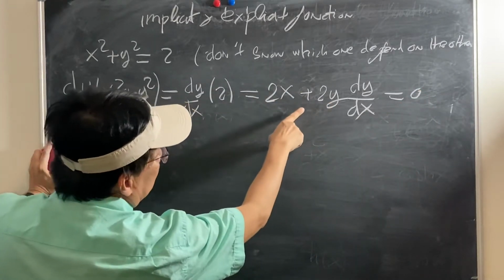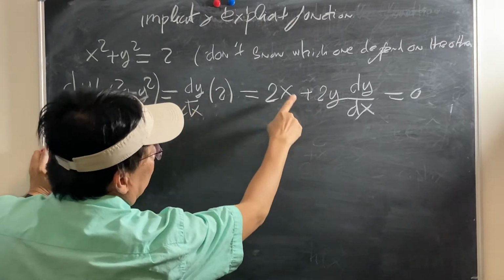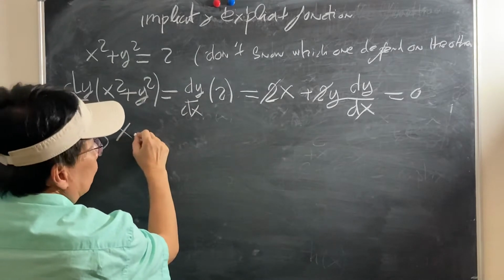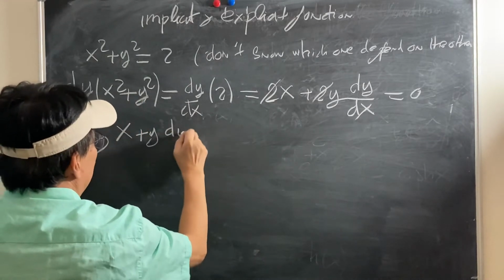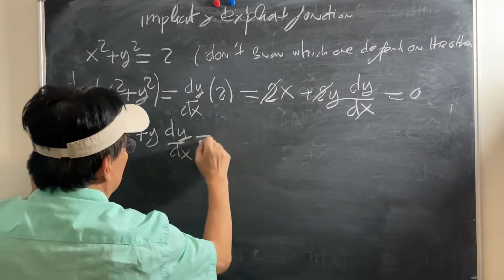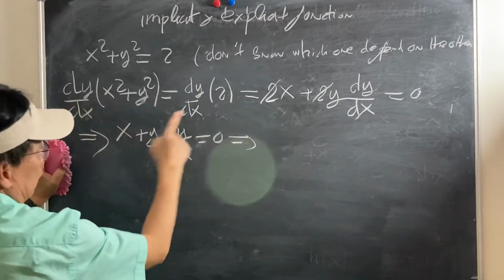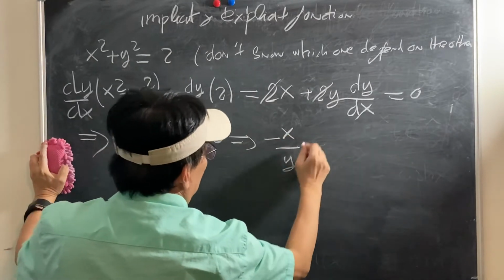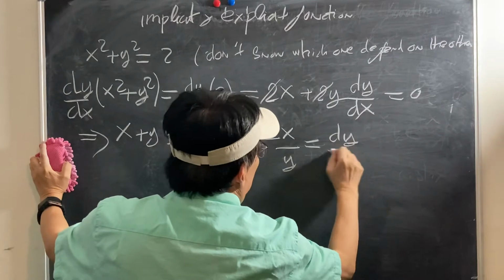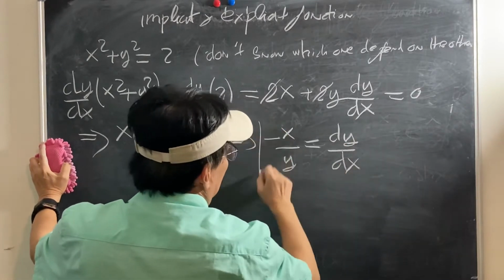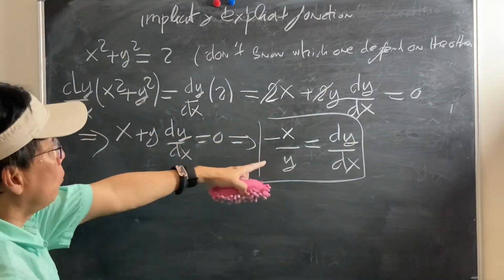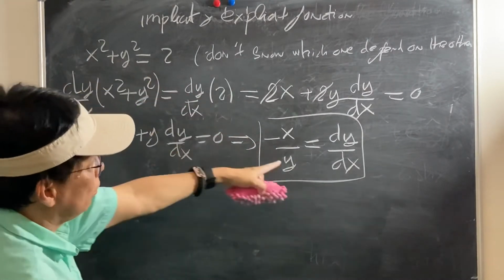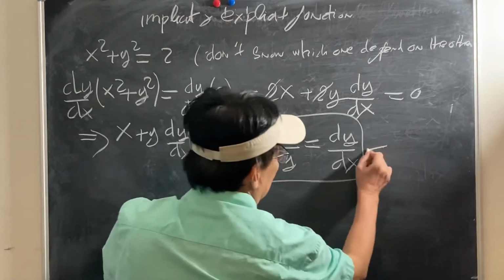So now if we cancel 2 with 2, we have x plus y dy over dx equals 0. If you move x to the other side, you have minus x divided by y equals dy over dx. So here you find the derivative of this function using implicit differentiation. This thing is called implicit.